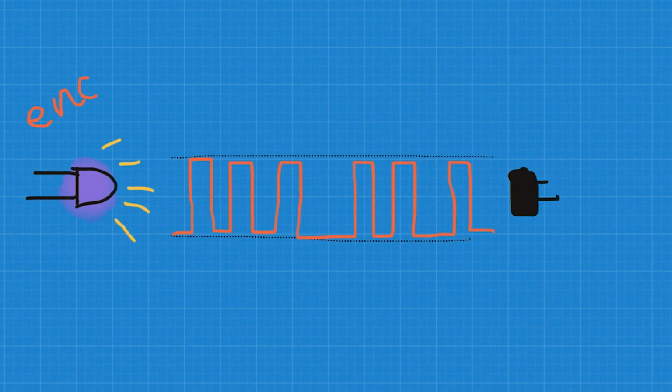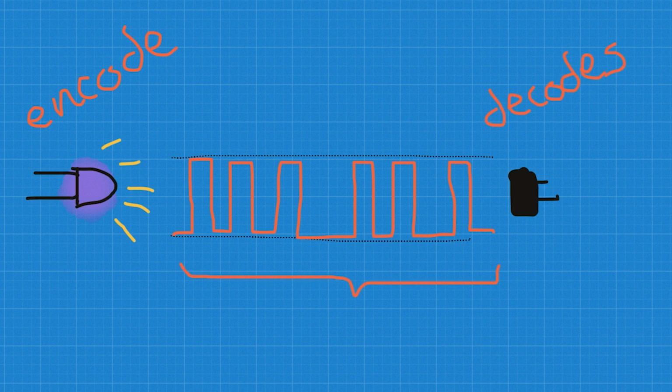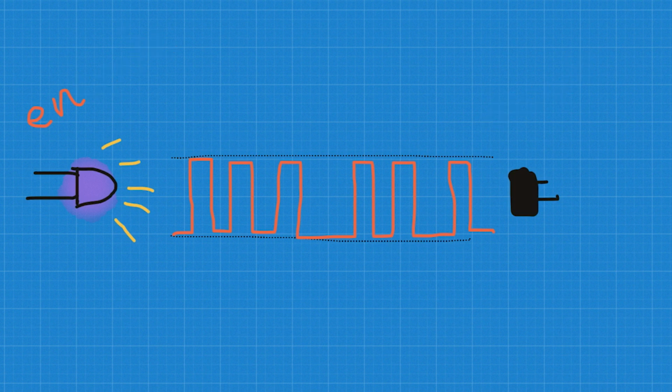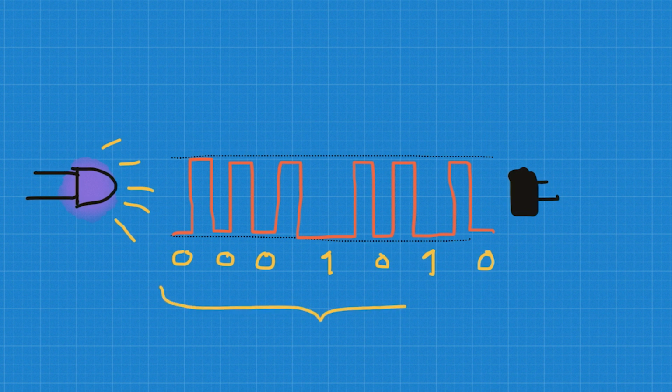In reality, this isn't just a laser, it's actually a signal and a message. The LED encodes the signal in blinks, the receiver decodes it, and in between there's a message. This message is determined in binary, or a series of zeros and ones.